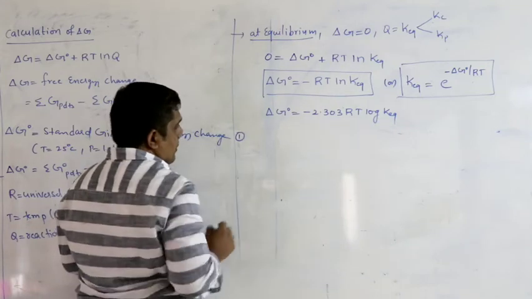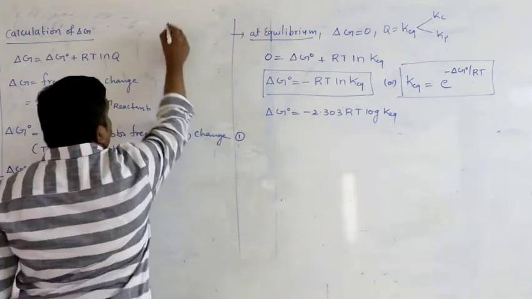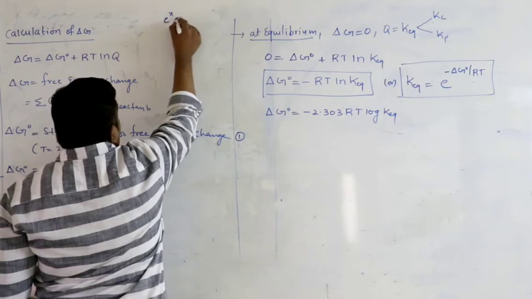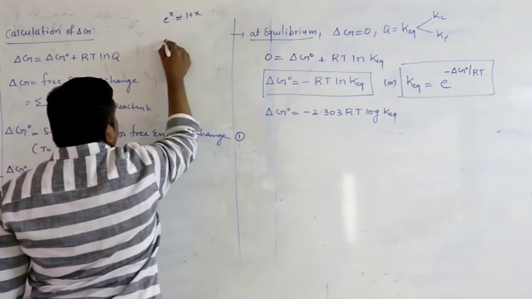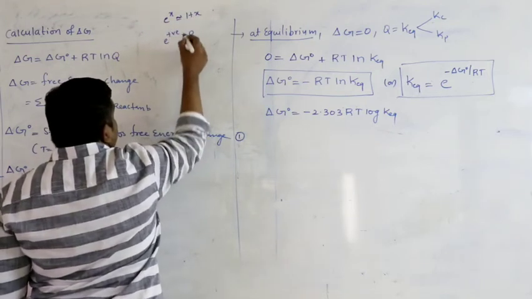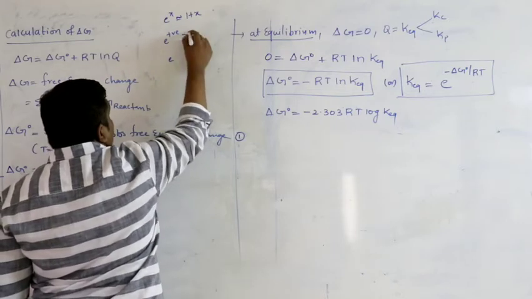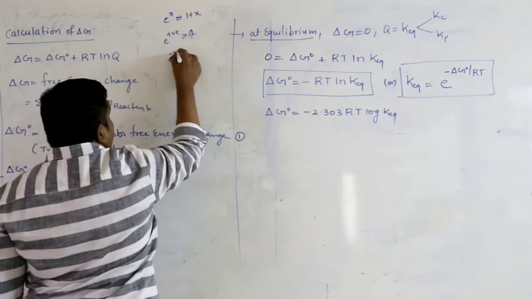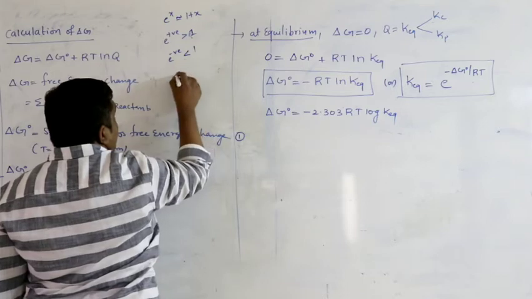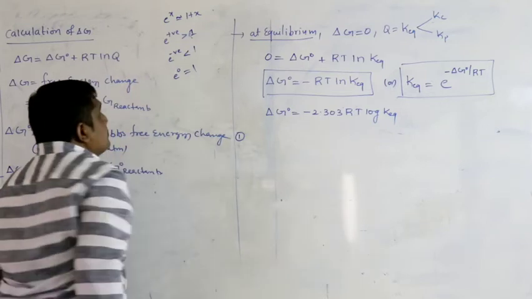To understand this you have to know the e power x definition, approximately taken as 1 plus x. E power positive is greater than 1. E power negative is less than 1. E power 0 is 1.